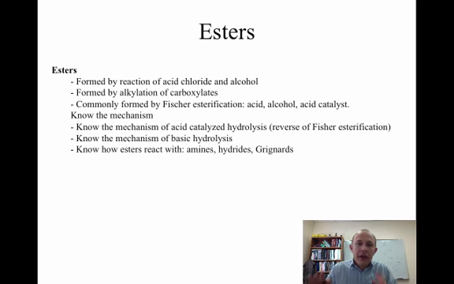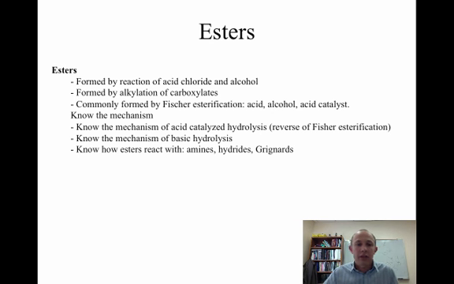So to summarize, esters have a really rich chemistry, they're very useful, and nature has selected esters as very useful intermediates for a lot of biochemical reactions that we'll talk about a little bit in class. You need to know that esters can be formed by the reaction of acid chlorides and an alcohol. We've already talked about that. Also by alkylation of carboxylates, or most commonly by Fischer esterification, which is an equilibrium between an acid, an alcohol, and an acid catalyst. You should definitely know the mechanism of Fischer esterification and acid catalyzed hydrolysis.